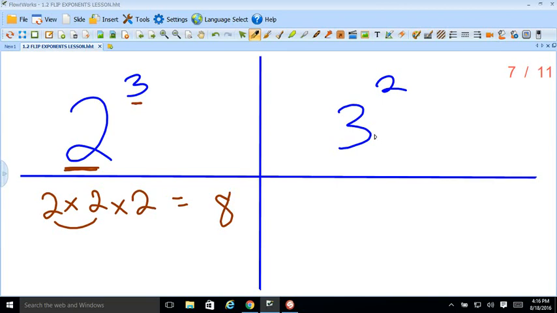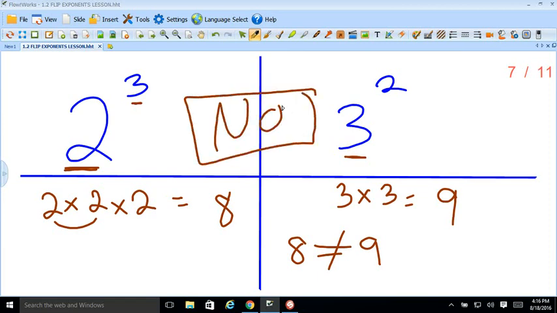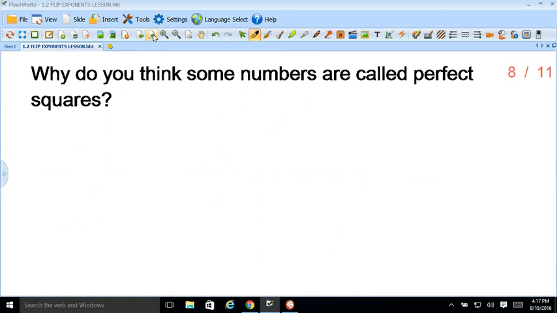This one over here, we have a base of 3. So 3 squared, 3 to the second power. I'm going to use a 3, and I'm going to have it 2 times. 3 times 3, which equals 9. 8 does not equal 9. So no, we cannot just flip-flop. They are not the same values. They do not mean the same thing. So we really have to focus on what the base is and what the exponents are.